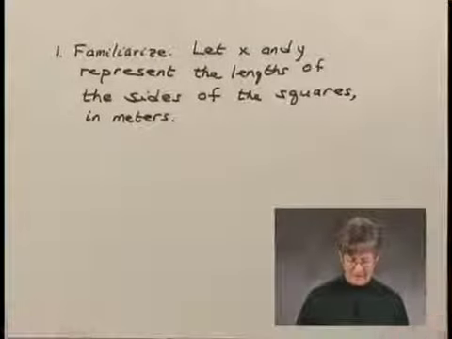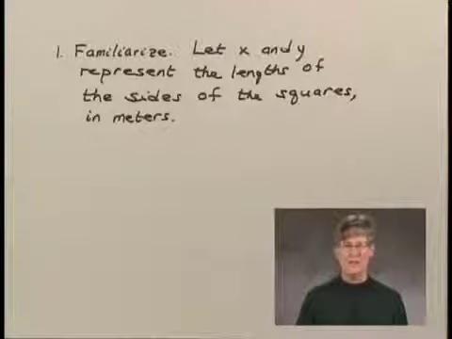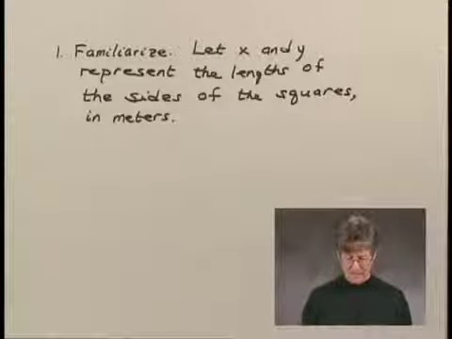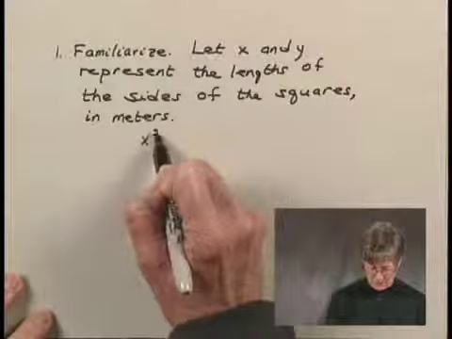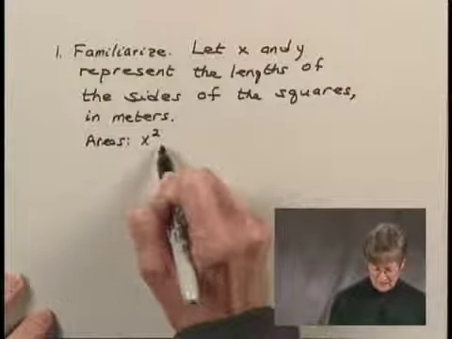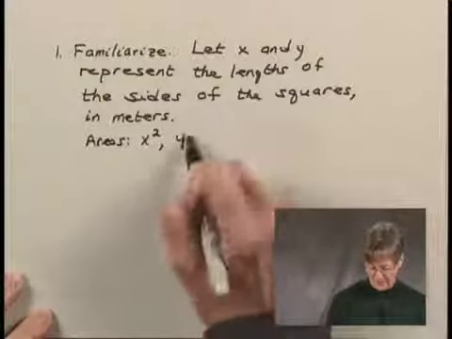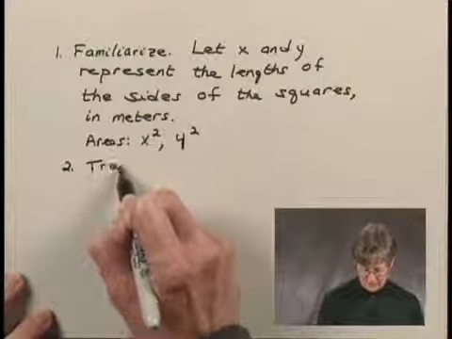And let's let x and y represent the lengths of the sides of the squares, and these are going to be in meters. Now, the area of a square with side of length x is x squared. These will be the areas. And the area of a square with side of length y is y squared. And we'll use this to translate to a system of equations.